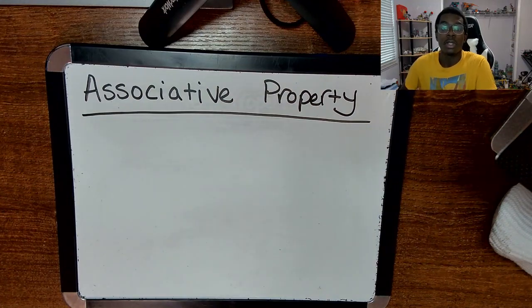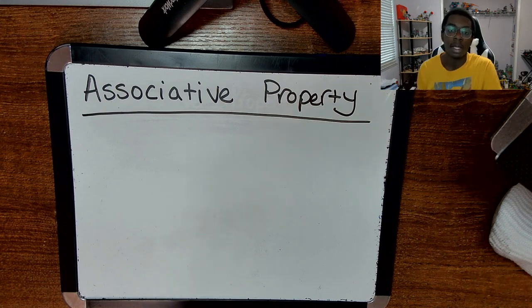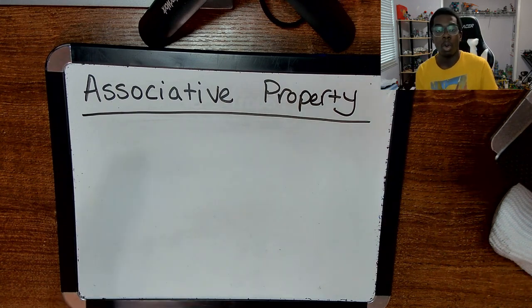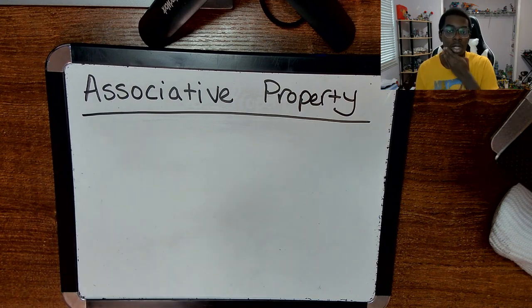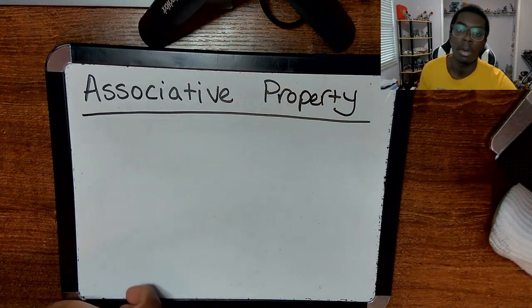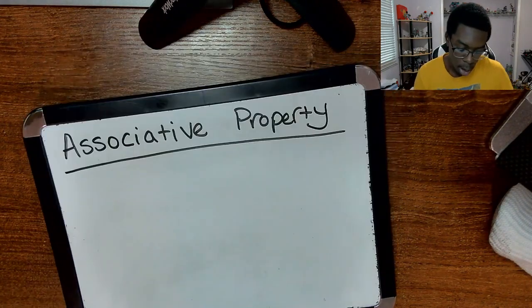So what is the associative property? The associative property basically states that the grouping of numbers when you're doing the operation does not change the value. And I'll give an example to make that make more sense.